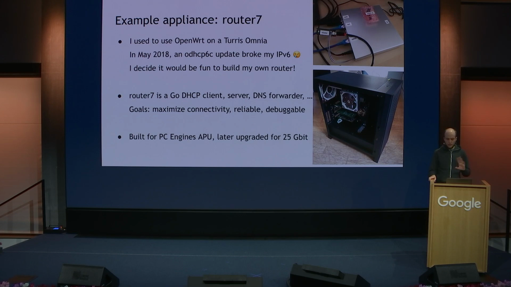I can go into more detail later as to why this was hard to fix, if you catch me outside. But eventually I decided, nothing is moving here. I have enough, and I thought it would be fun to build my own router, and it was. So Router 7 is actually a Go DHCP client, server, DNS forwarder, like all of the components that you need to build a small home internet router.